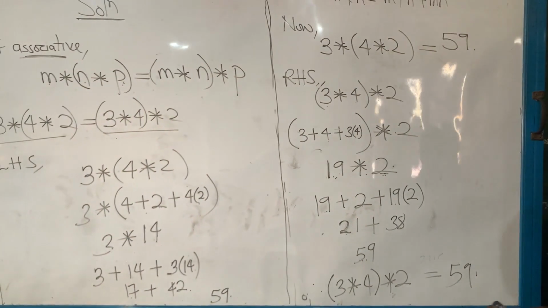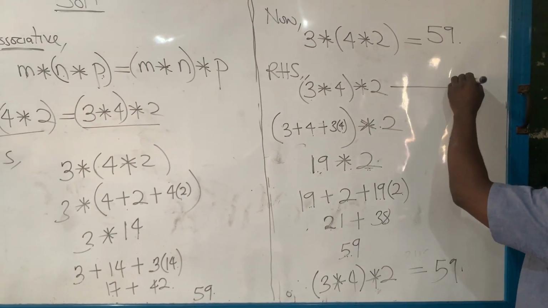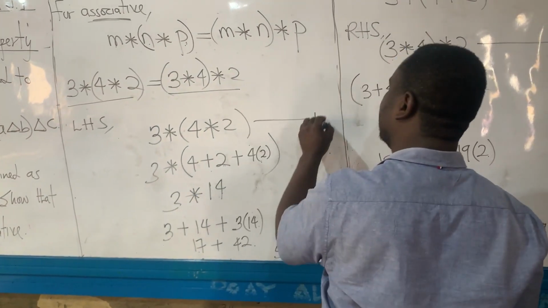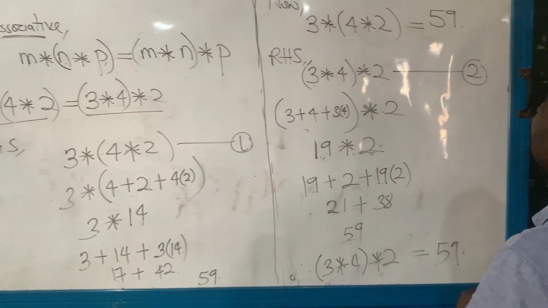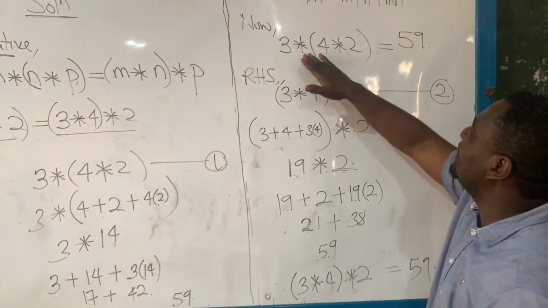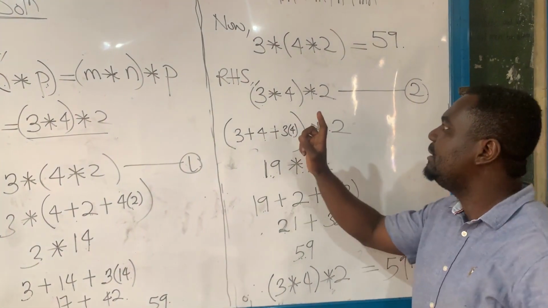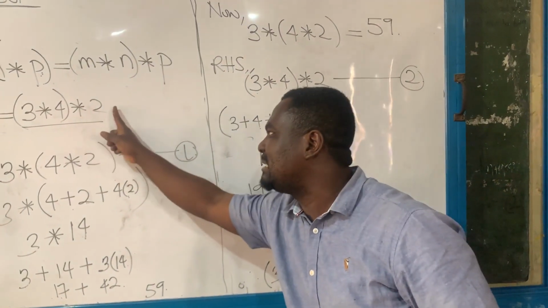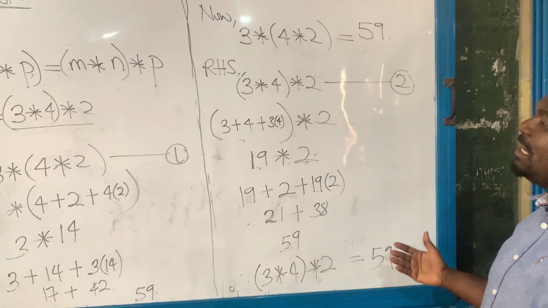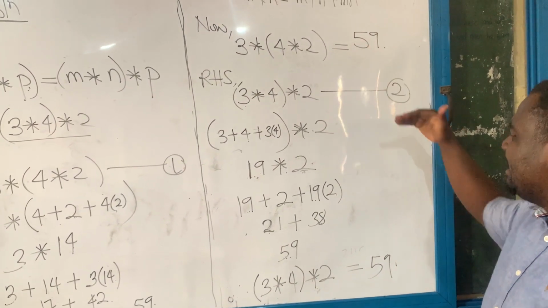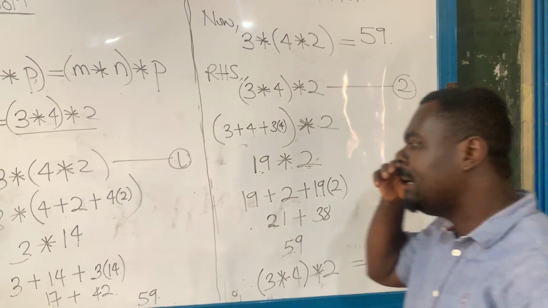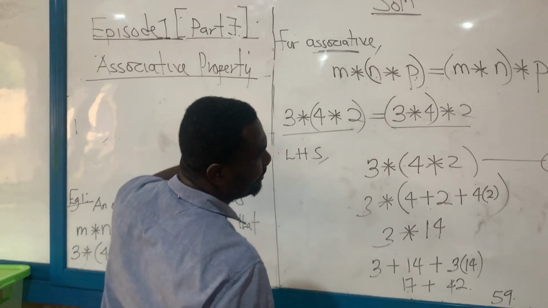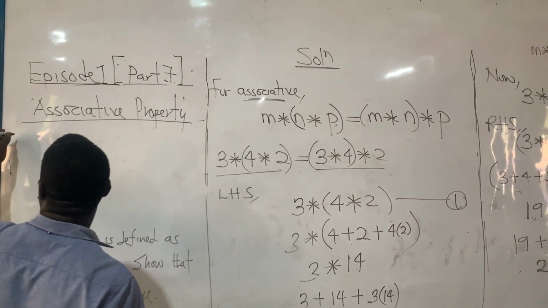So what can you say about your left hand side? This is your left hand side, equation 1, and this is your right hand side, equation 2. So compare. You had your equation 1, which is your left hand side, as 59. And equation 2, which is your right hand side, you finally had your right hand side answer as 59. So what can you say? Since the left hand side and the right hand side answers are the same, then the operation is associative. So this is your conclusion.